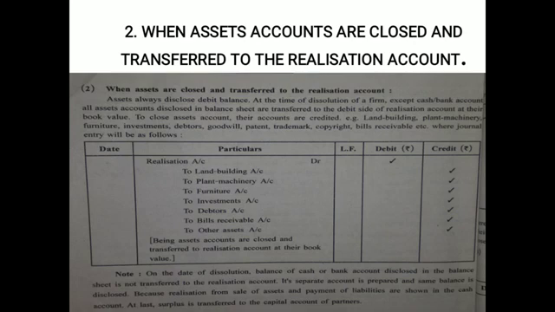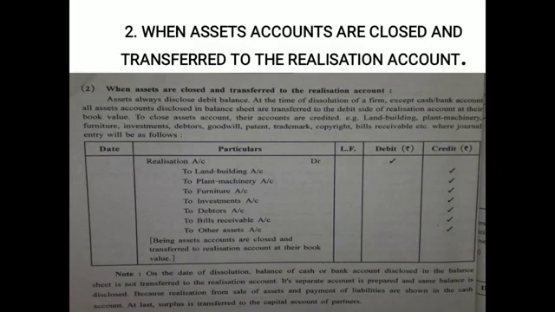Okay. So realization account debit to land and building, to plant and machine, debtors, bills receivable, furniture, other assets. All the assets are to be credited and realization account is to be debited. Why? Because this is the time of dissolution and here all the assets accounts are closed and are transferred to realization account. So this is the journal entry for the same.